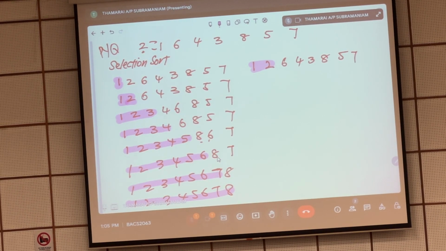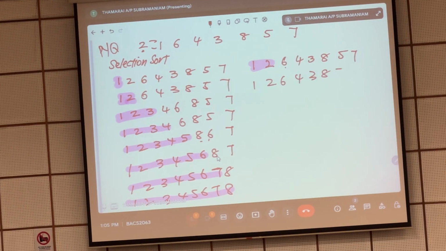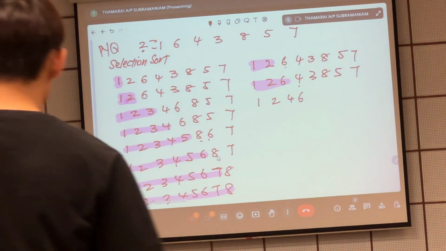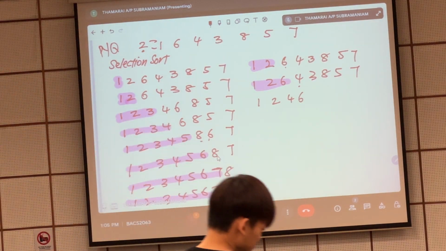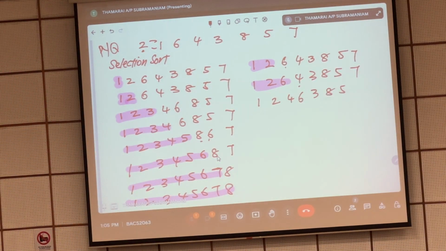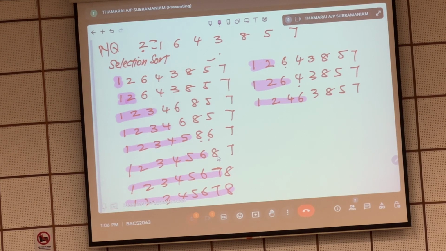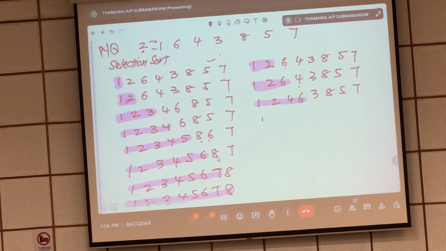Alright, next element we have to take a look at is 6. So 1, 2, 6, 4, 3, 8, 5, 7. So this 3 is sorted. Next element is 4. 1, 2, 4, 6. Are you following? Alright. 3, 8, 5, 7. So this is sorted.